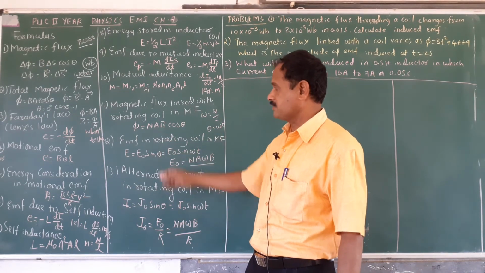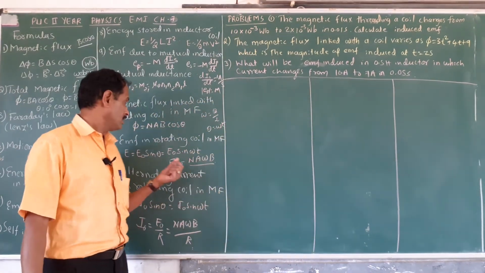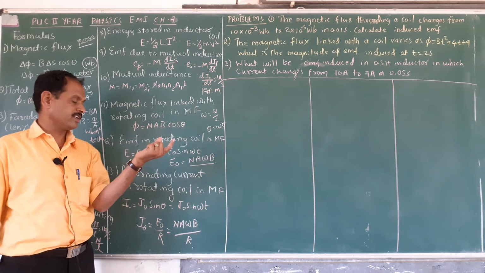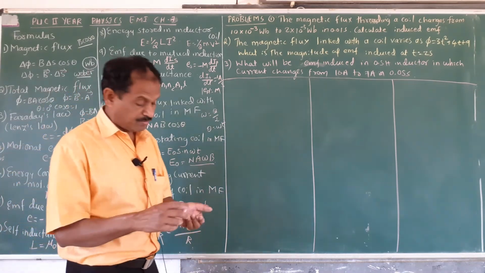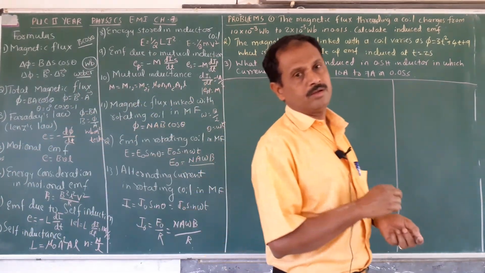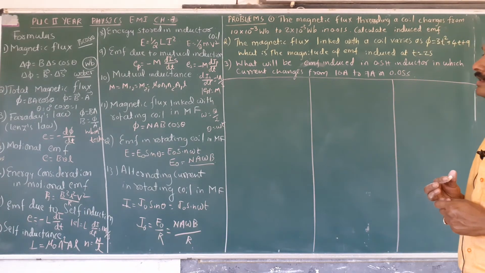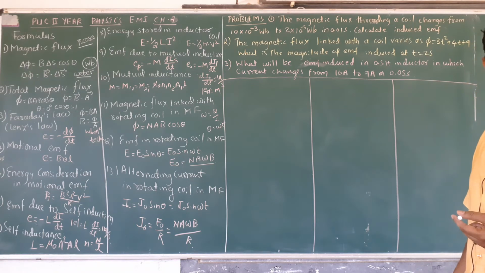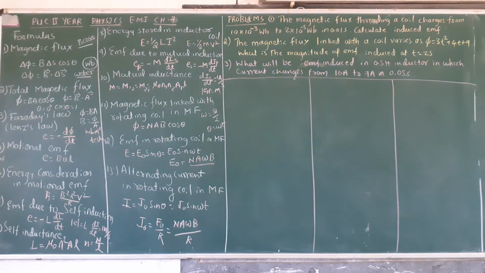Now observe both expressions: I naught sin omega t, it varies sinusoidally. The magnitude of the current varies sinusoidally, or simple harmonically. These are the formulas which come across in the EMI chapter, that is the electromagnetic induction chapter.